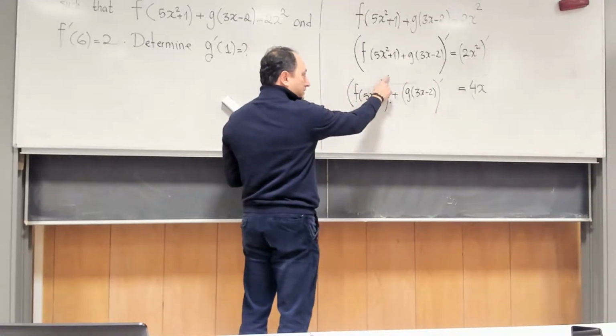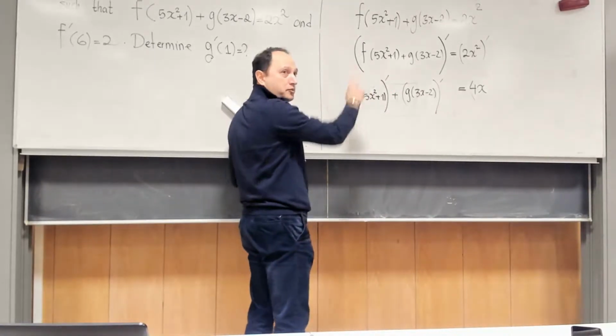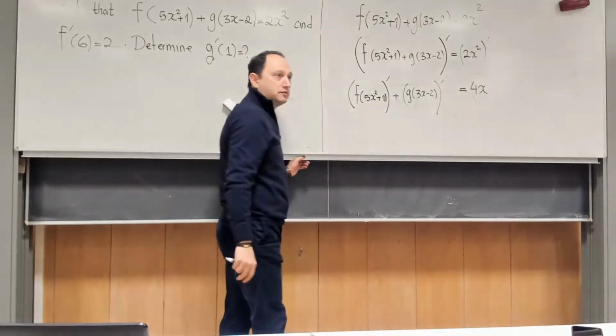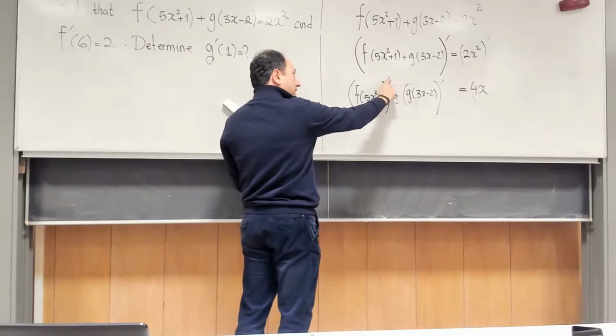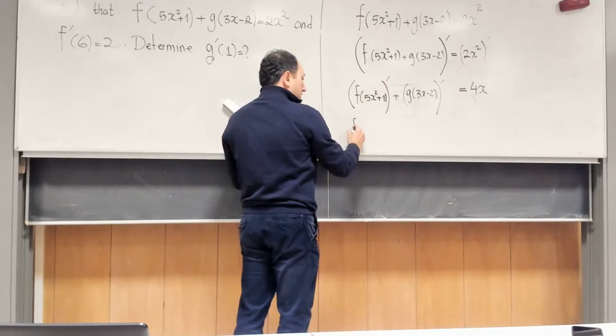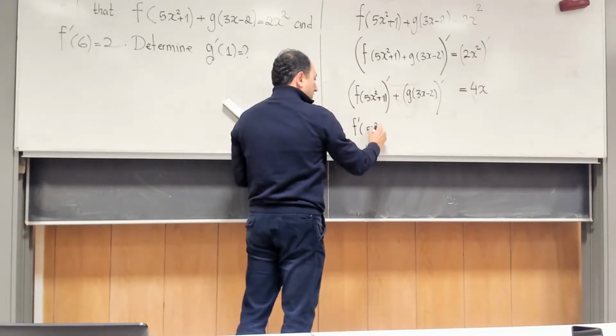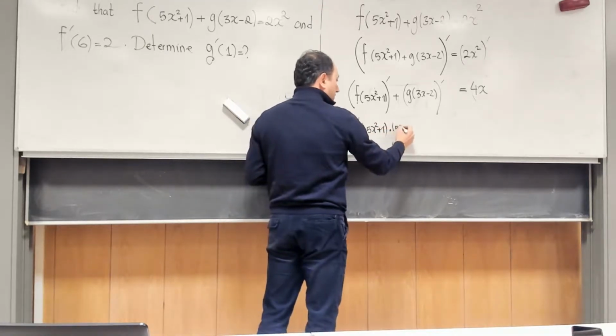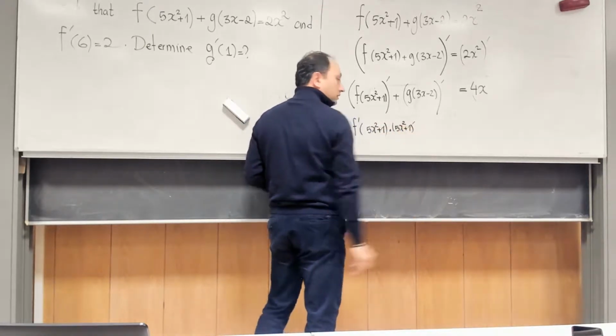Now I can flip this prime on here, but there is a price that I have to pay. I have to multiply by the derivative of the inner function as well. So you see, I am now flipping this prime here, but this is not the finished part. You need to multiply by the derivative of this expression as well.